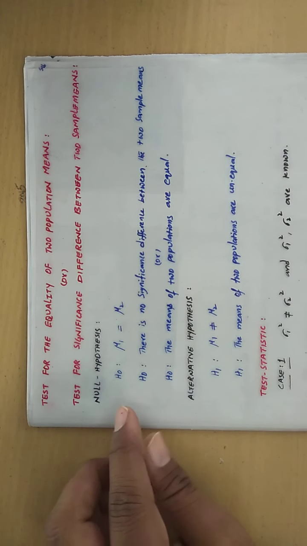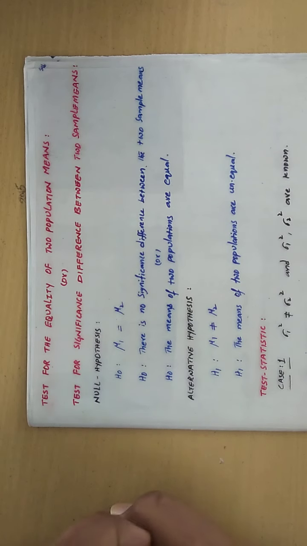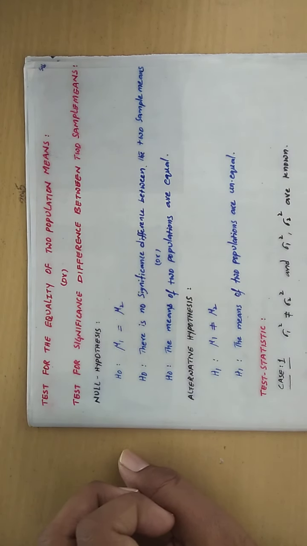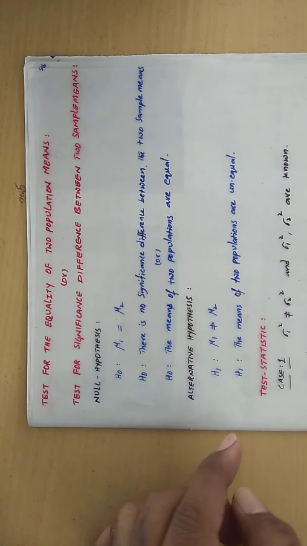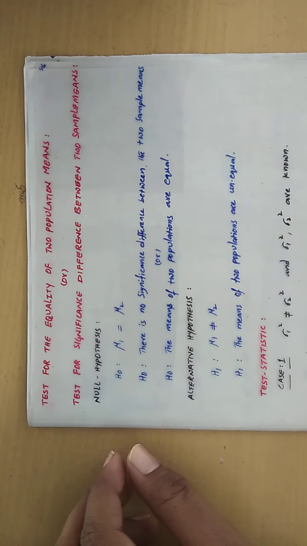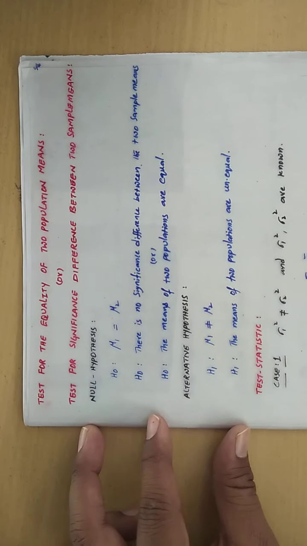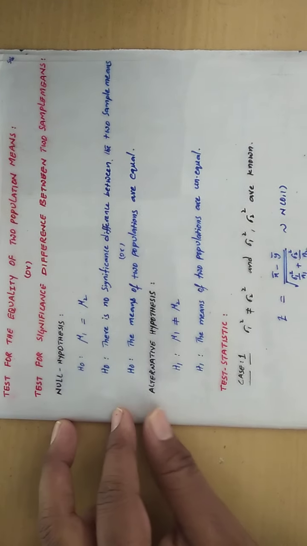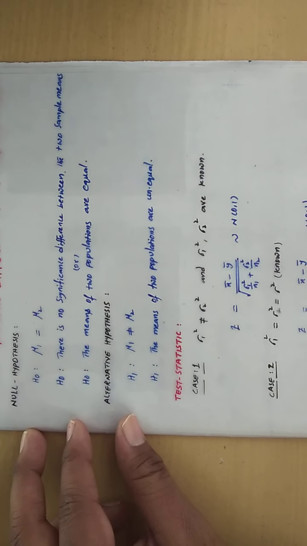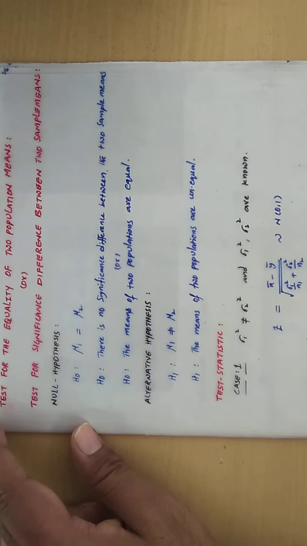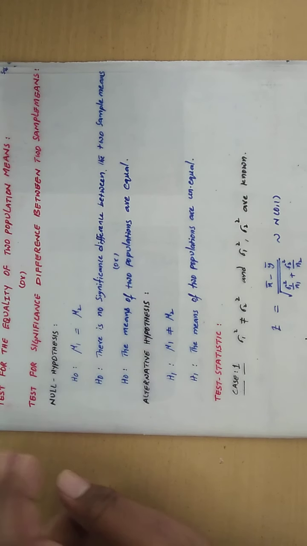The null hypothesis, because comparing two population means: mu1 is equal to mu2. In the same way, what is the alternative hypothesis? H1: mu1 is not equal to mu2. But here you are going to get different cases, just like our small sample test of a single population. So what is the case 1?